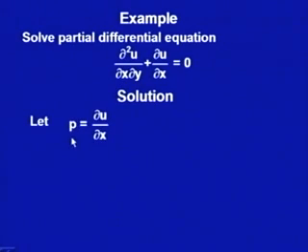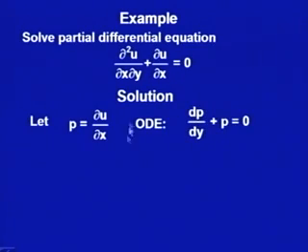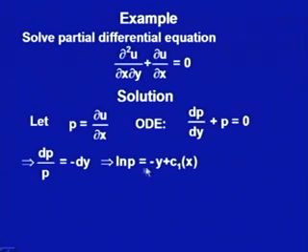That is, if I assume p as ∂u/∂x, then this differential equation I can change to the ordinary differential equation: the derivative of p with respect to y plus p is equal to 0. Again, this is a first order linear differential equation. To solve it using the method of variable separable, we get dp/p = −dy. Integrating on both sides, we get log p = −y + c1.